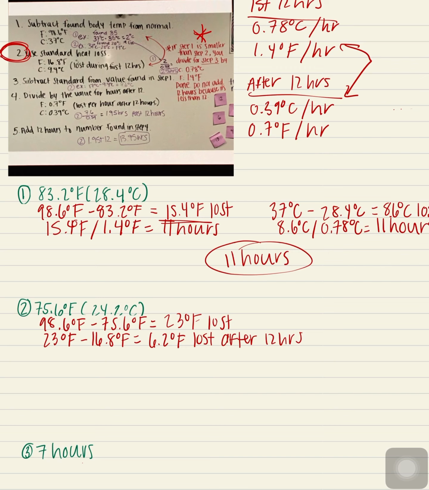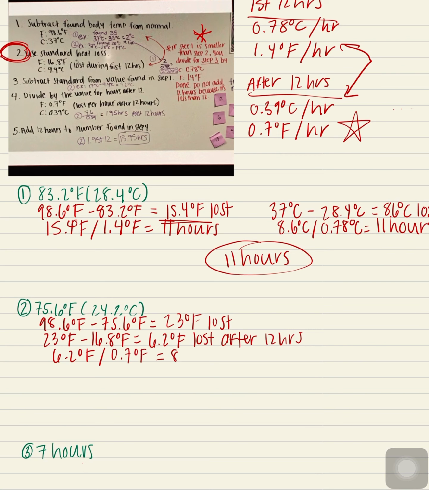So then what I'm going to do is I'm going to now divide by the value after 12 hours. So remember we said after 12 hours there's different values, okay? So I'm going to take 6.2 degrees Fahrenheit and divide it by 0.7 degrees Fahrenheit.